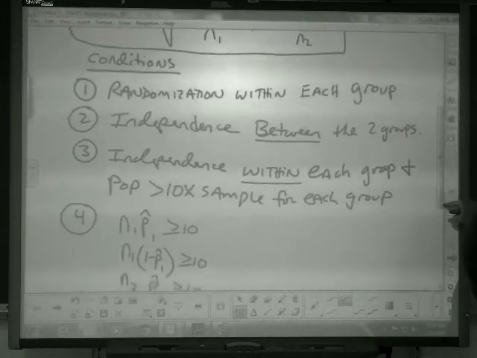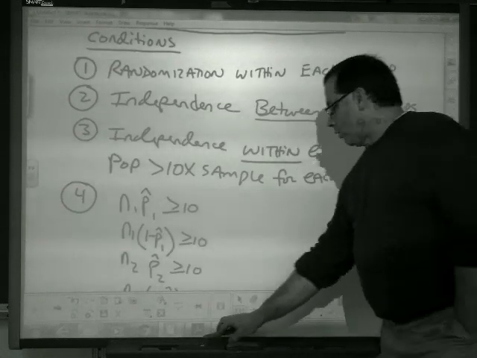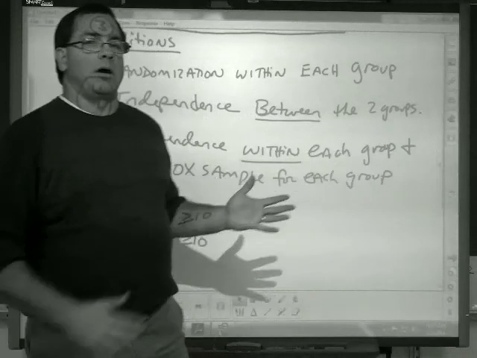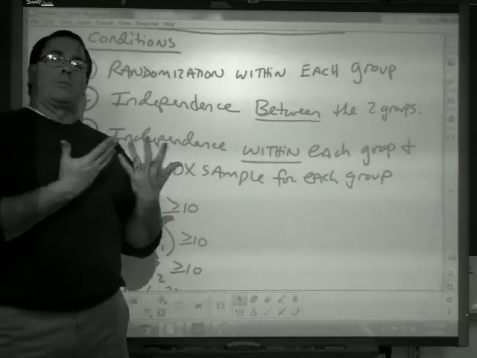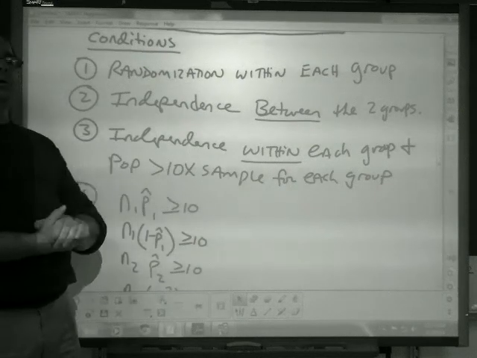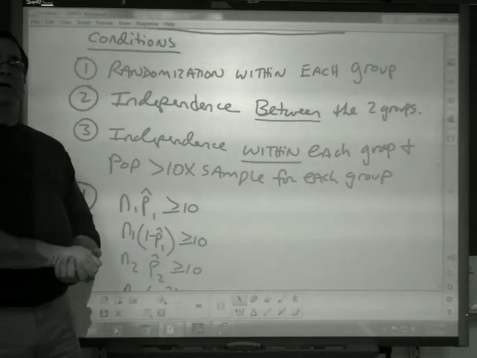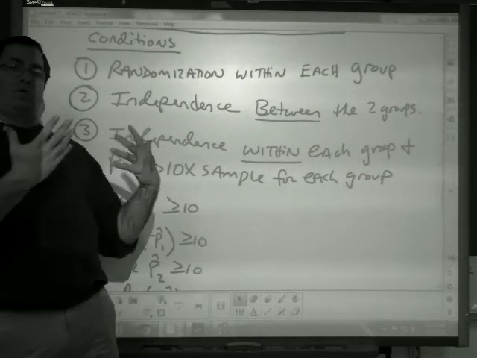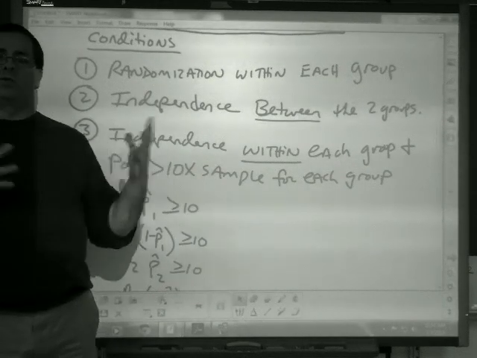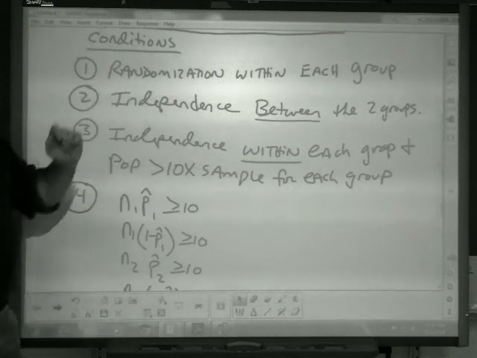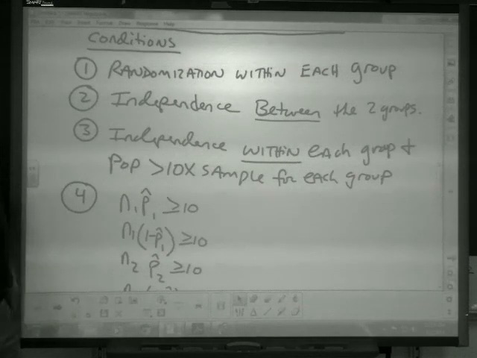Conditions. These are the conditions we ran over in class, but I want to talk about it just in general. First of all, you need randomization or a representative sample within each group. Each group you have to talk about that. So if you sampled really well for the boys, but your method for the girls wasn't appropriate, we're still in trouble. So each group has to be randomized or representative sample.